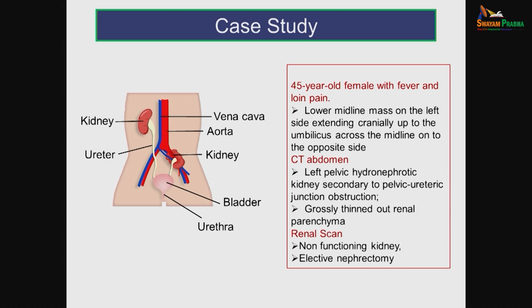CT abdomen also showed gross thinning of the renal parenchyma. A renal scan was done for this patient, which showed that the kidney was non-functioning. Hence, an elective nephrectomy was done for this patient. We will correlate this clinical case study at the end of this lecture with the development of urinary system.